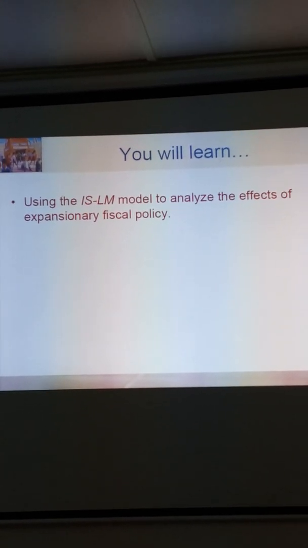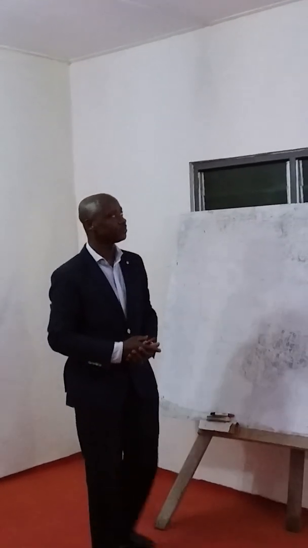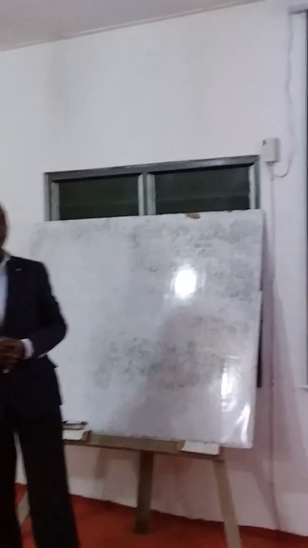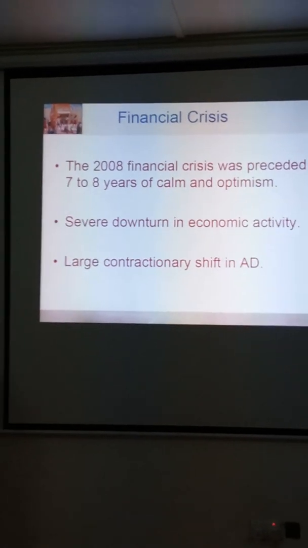Today we will learn to use the IS-LM framework to analyze the effects of expansionary fiscal policy. The 2008 financial crisis was preceded by 7 to 8 years of calm and optimism, normally known as the Great Moderation. The financial crisis led to a severe downturn in economic activity, with a large decline in aggregate demand.